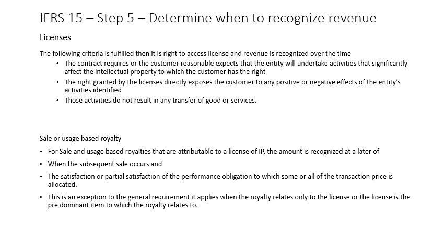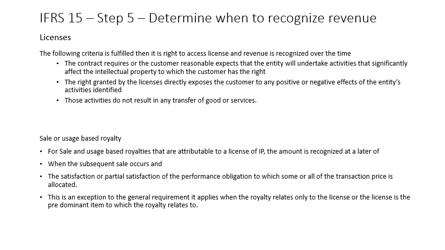An entity affects the IP when the activities are expected to change the form or functionality of the IP, or the ability to obtain the benefit from the IP is substantially derived from or is dependent on those activities. If all the above criteria are fulfilled, then it is a right to access, that is, revenue is recognized over time. If not, then it is right to use, and revenue is recognized at a point in time.